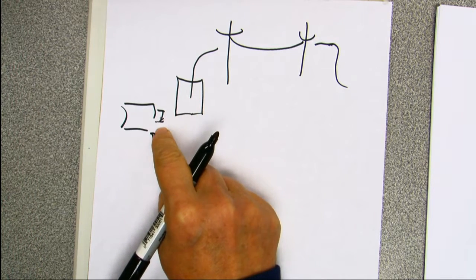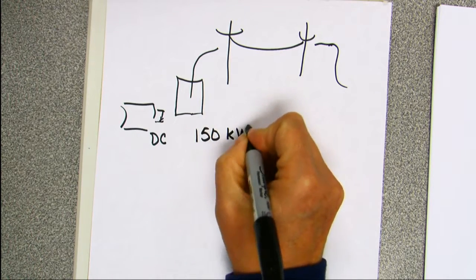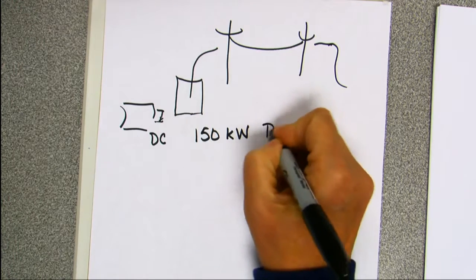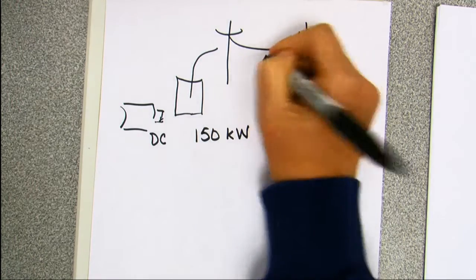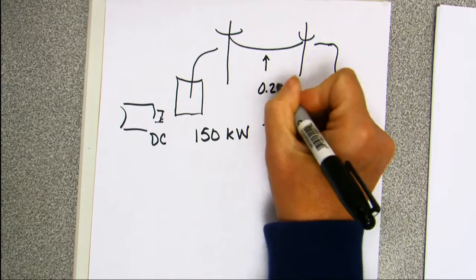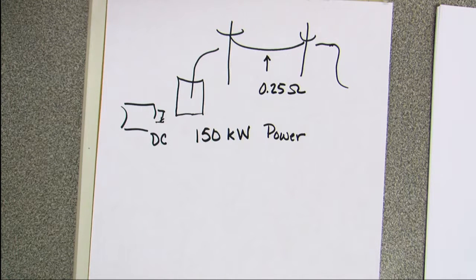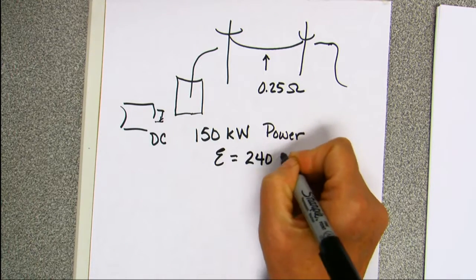And we're going to take a DC generator, and it's going to supply 150 kilowatts of power. And the line is going to have a resistance of 0.25 ohms, which is a good thing. We don't want to have a very resistive line, A, because it's going to heat up, B, because I'm going to lose energy if I do that. I don't want to have that. And we're going to say that we have an EMF of 240 volts.